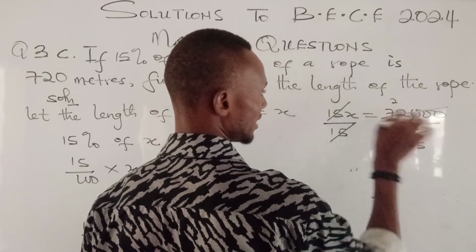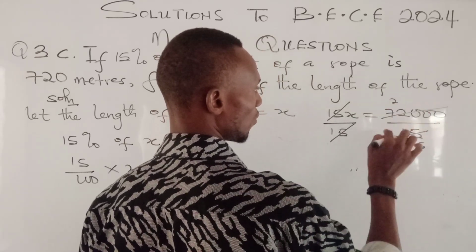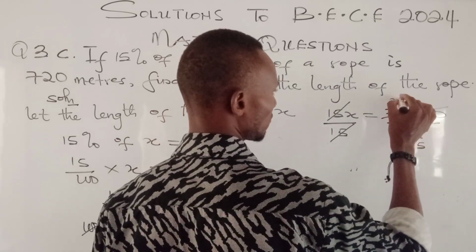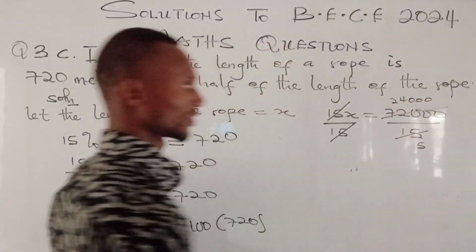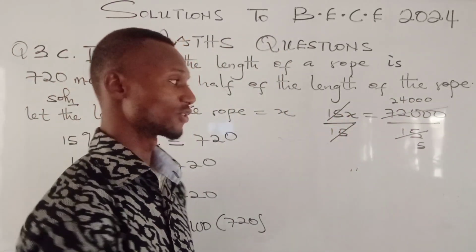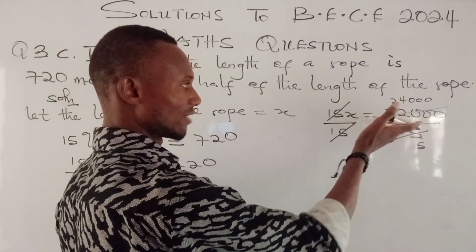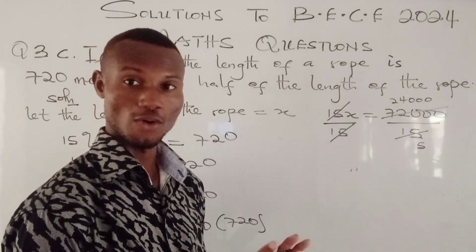The 3 goes here 2, which will be 6. Remember 1, you bring it here, so it becomes 12. And the 3 goes into the 12, 4. Then you add your 3 zeros. So I have 24,000. So 3 goes into the 15 5 times and goes into the 72,000, 24,000. I hope you understand.